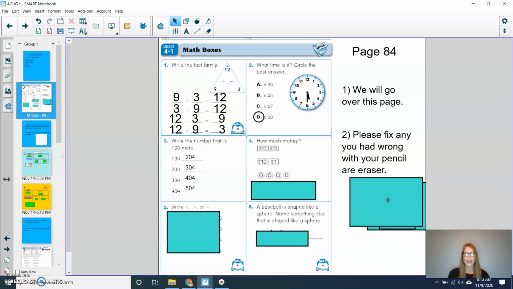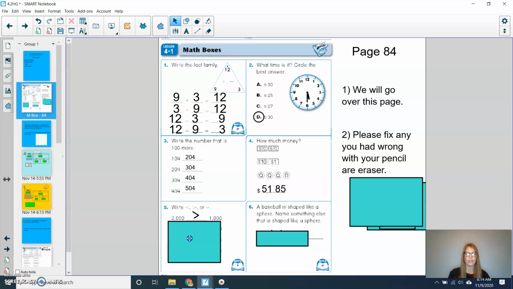For question number 4, how much money? So if I have two $20 bills, that would give me $40, plus 10 more would bring me to 50, plus 1 would bring me to $51. And then looking at my change, I know 3/4 is the same thing as 75 cents, plus 10 more would bring me to 85. So $51.85.